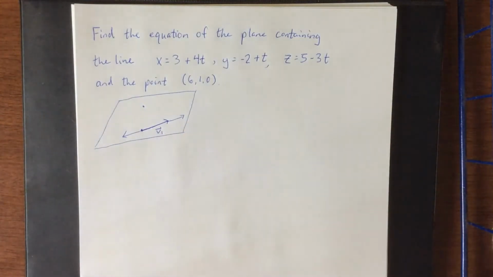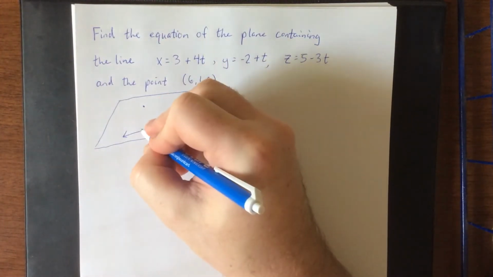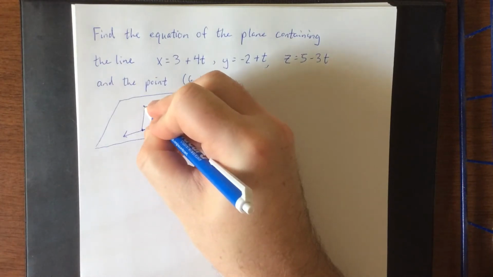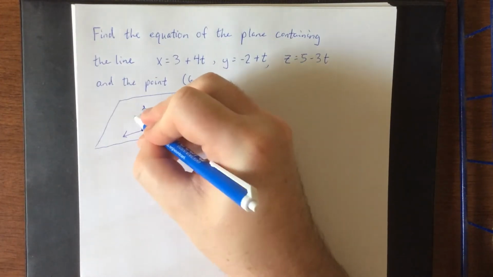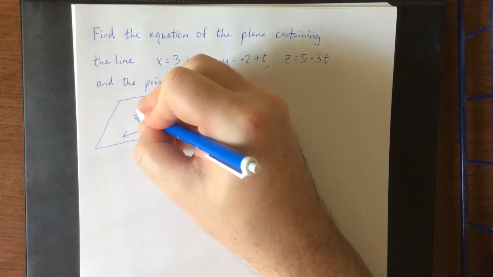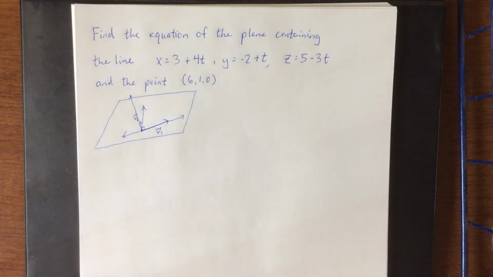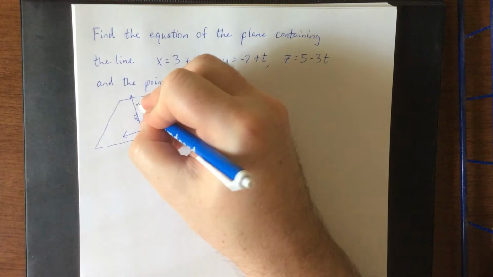We'll refer to that vector as v1. Then if I use the point that's on the line as well as another point that is within the plane, I can refer to that as the vector v2. The cross product of these two vectors should give me a vector that is orthogonal to both of these, and we can use that as the normal vector for the plane.